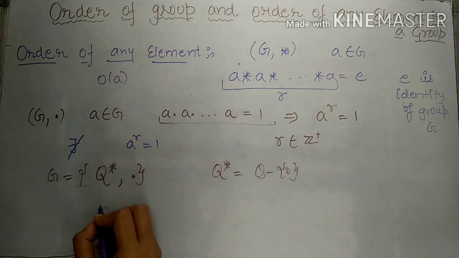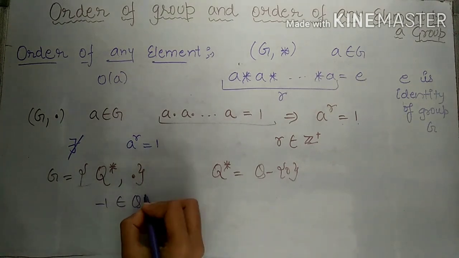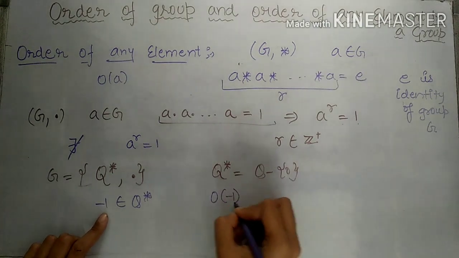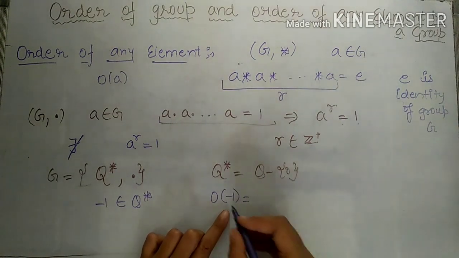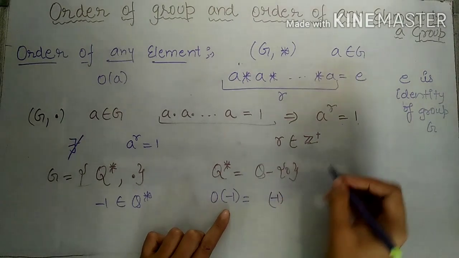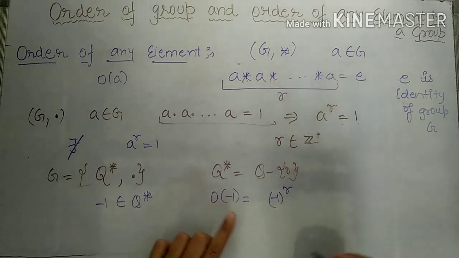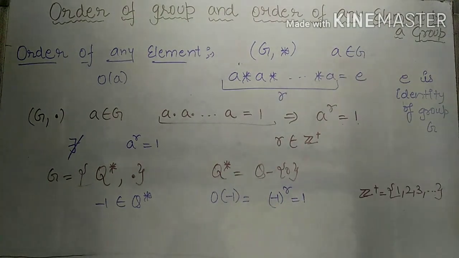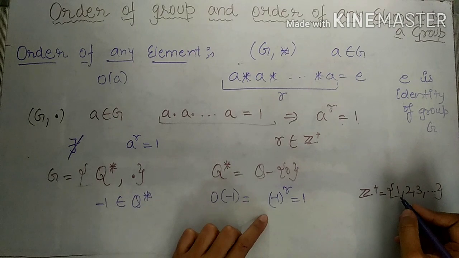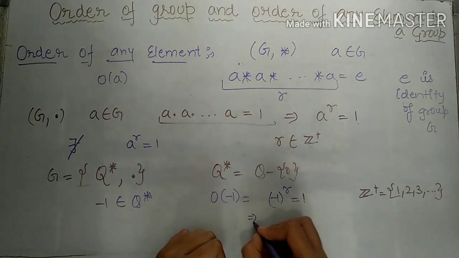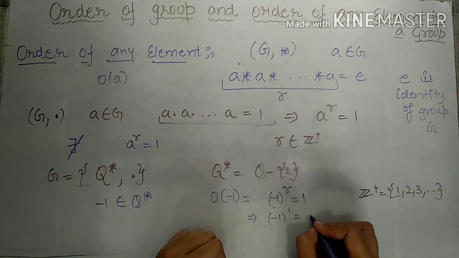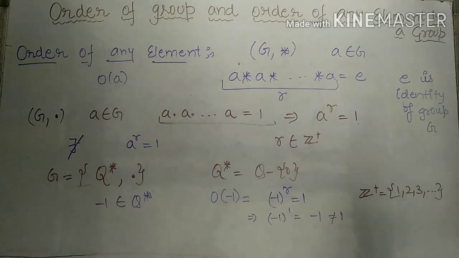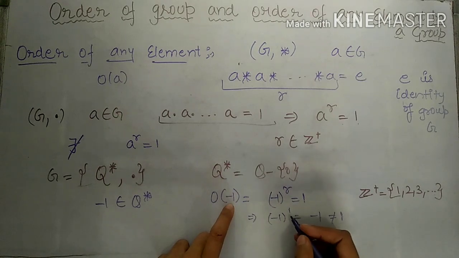Like if we talk about -1 from Q star, what will be the order of -1? From this definition, we know the order of -1 is the least positive integer r such that -1 raised to power r is equal to 1. Friends, if we start from the least positive integer, that is 1, -1 raised to power 1 is equal to -1 and it is not equal to 1. So 1 is not the order of -1.